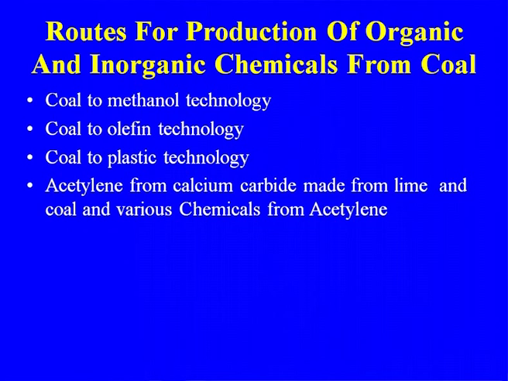We are getting a large number of the chemicals from the acetylene which were earlier manufactured from the petrochemical route. Now you see how the various processes are involved and what are actually the products we are getting, and the various coal chemicals, a long list is there.